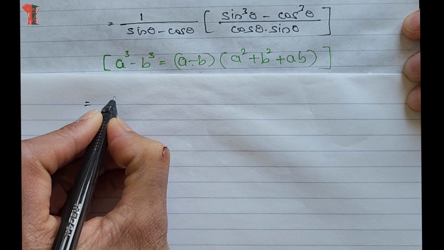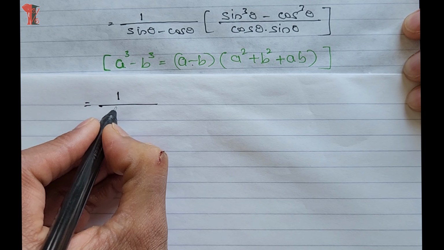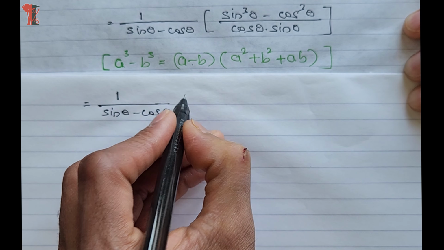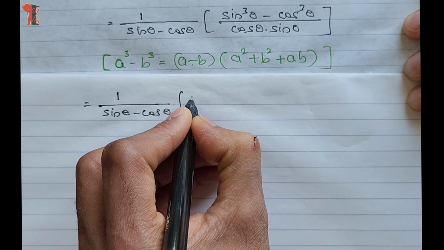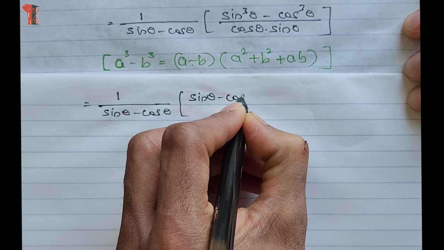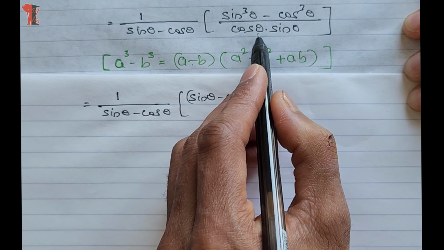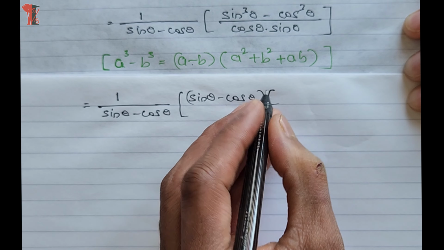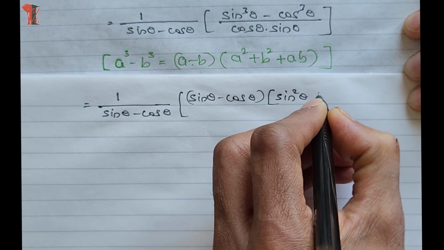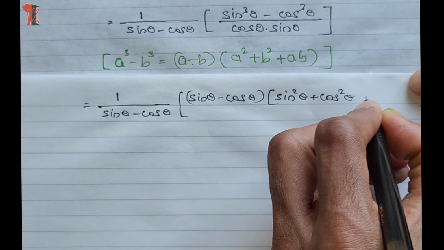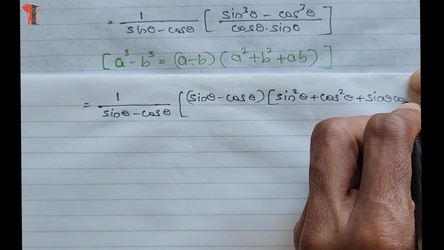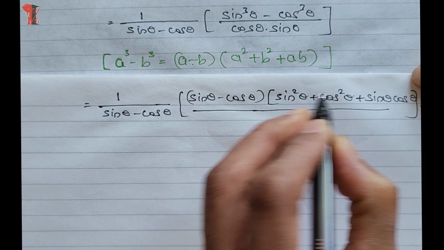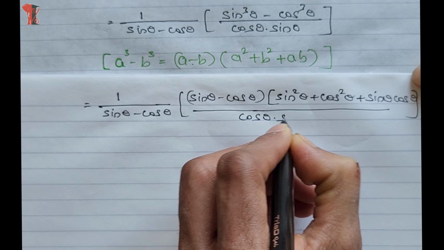So what will I get now? See, the term which is outside we are keeping as it is, which is 1 by sin θ minus cos θ. And over here in the bracket we will have sin θ minus cos θ, and in the other bracket this will be sin²θ plus cos²θ plus sin θ cos θ, bracket close. Now the denominator, what we had? We had cos θ into sin θ.